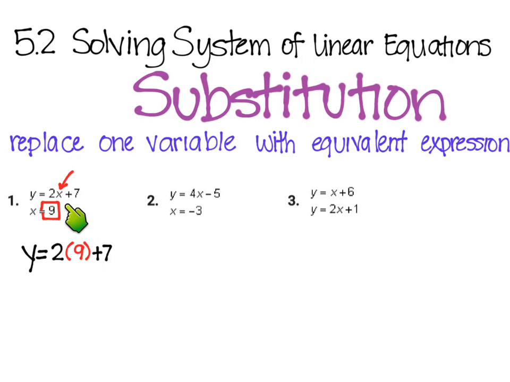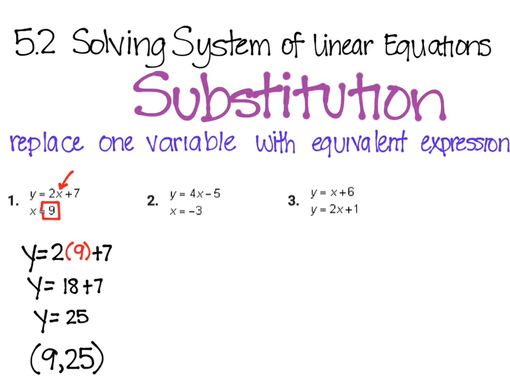So I replaced the x with 9, and now I'm going to do 2 times 9, which is 18, plus 7. 18 plus 7 is 25. And so we have the solution, which is when x is 9, y is 25. We write that as an ordered pair, 9, comma 25, like that.